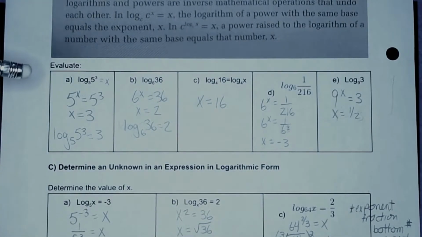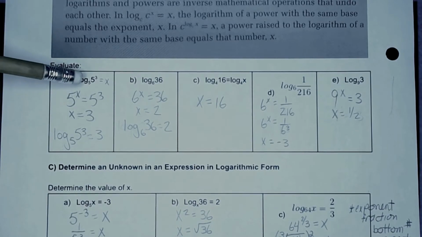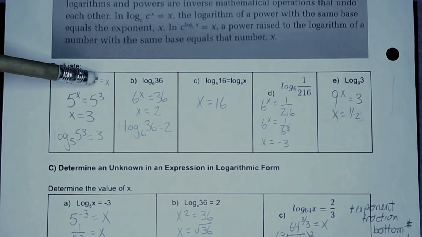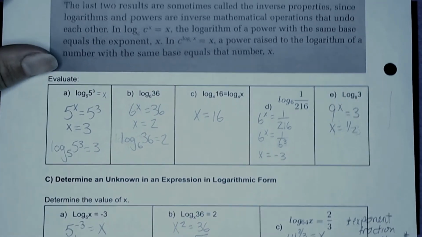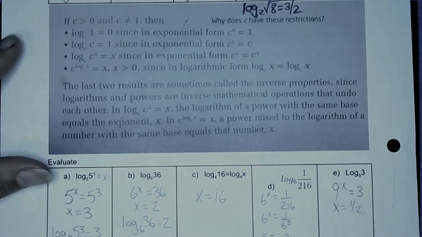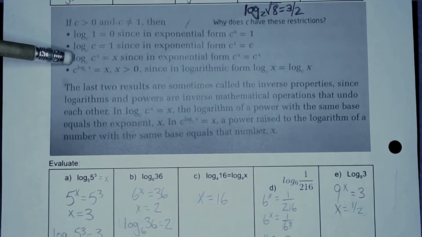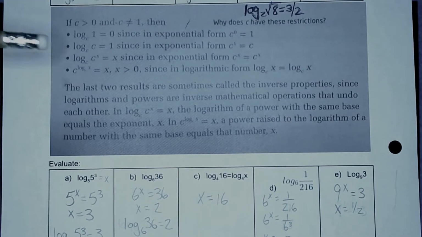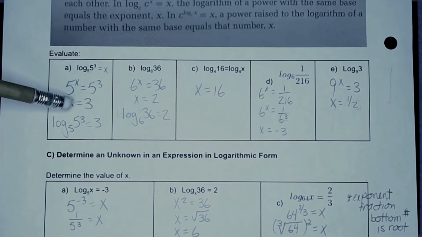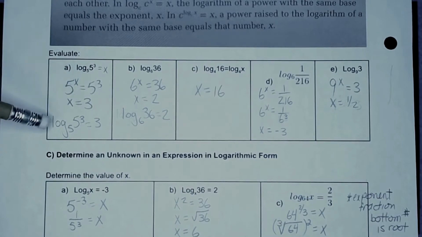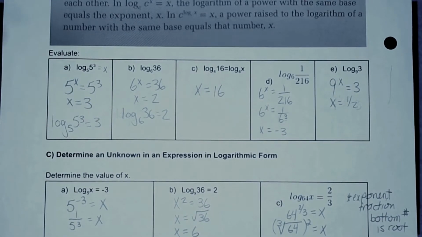So we have some examples here. I will go through just a few of them. It's basically exactly the same as the previous example. Log 5 of 5 to the power of 3 equals x. So based on that rule up here, log c of c to the power of x equals x. So wherever the x is, we will find it. So 5 to the power of x equals 5 to the power of 3, and therefore x equals 3. And we can say that that whole statement equals 3.